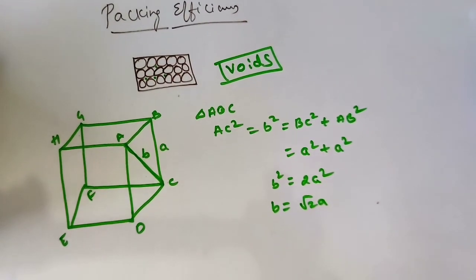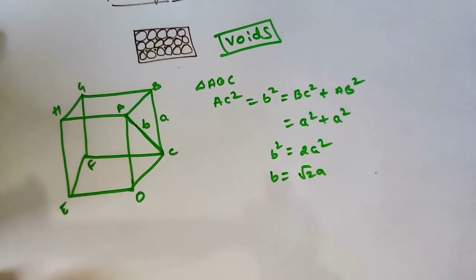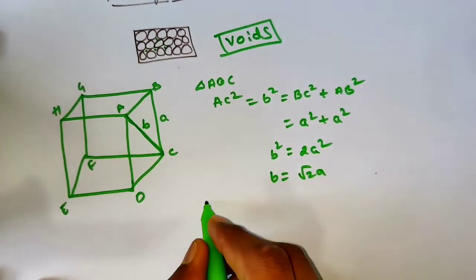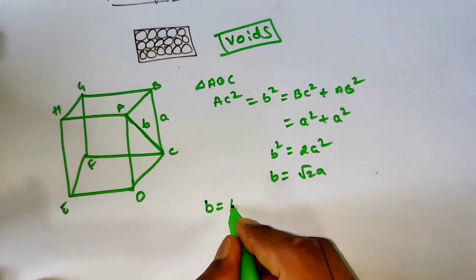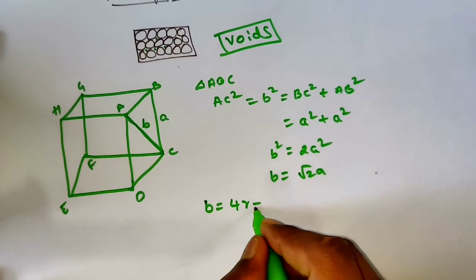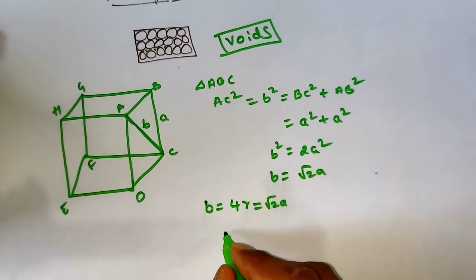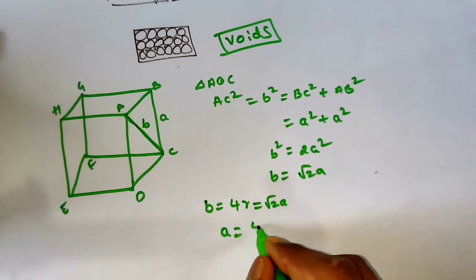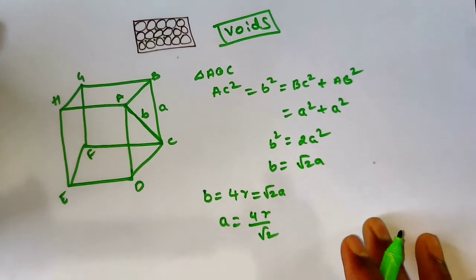So what do we need? Whenever we are going to find the packing efficiency, we need a radius also. So how are we going to find the radius? If r is the radius of the sphere, then b is equal to 4r, that is equal to what we got, that is root 2 a. So applying this formula and rearranging, we will get a is equal to 4r upon root 2. This will give the a value, the edge length a.